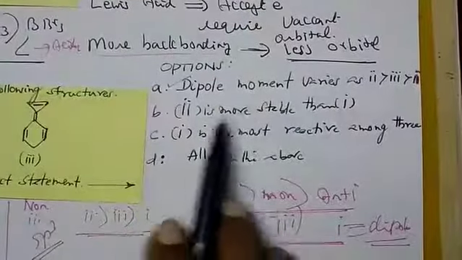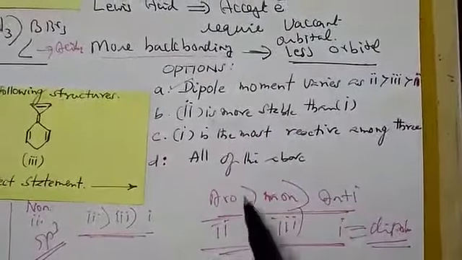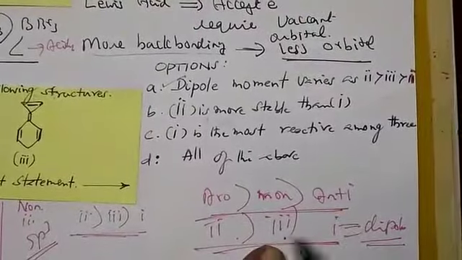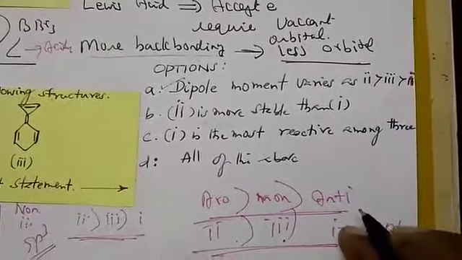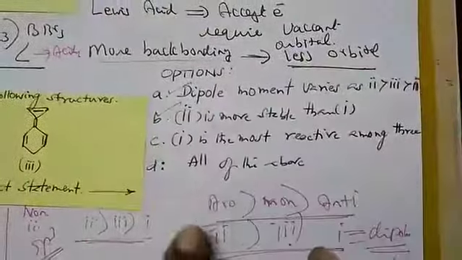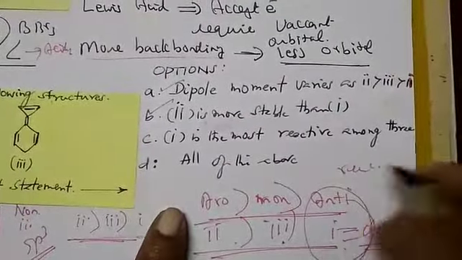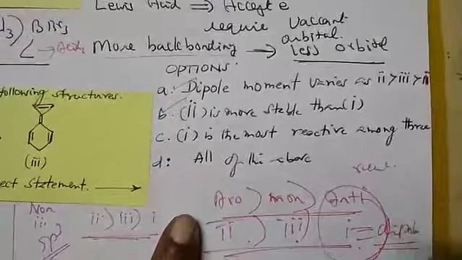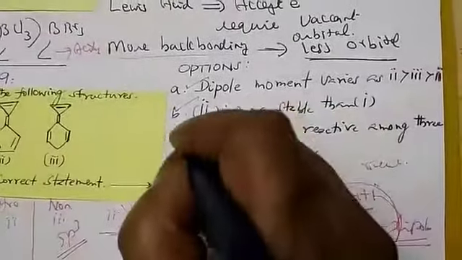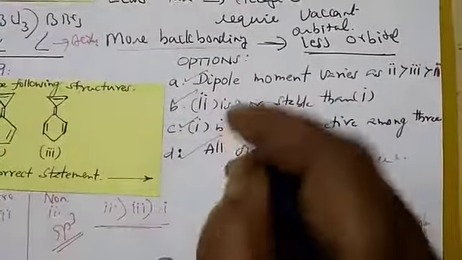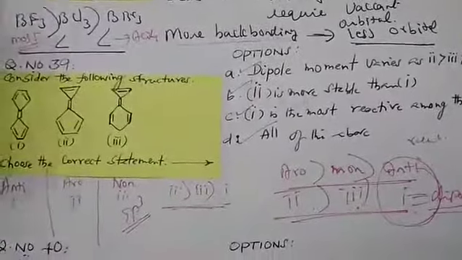The next one says the second is more stable than 1. You can see here, the second is more stable than 1. It is correct. Number 1 is the least stable, and 1 is the most reactive. Definitely it is unstable, so it is highly reactive. So that statement is correct. So all the statements are correct. It is a totally knowledge-based and interesting question.